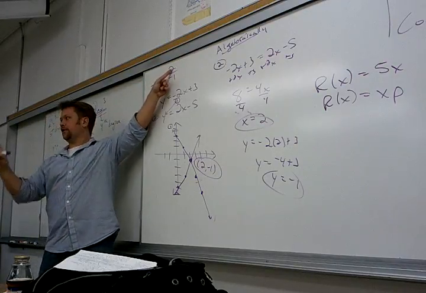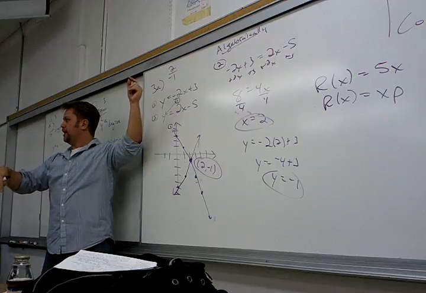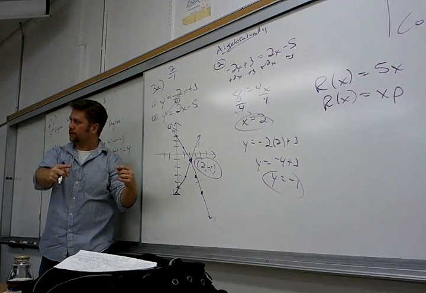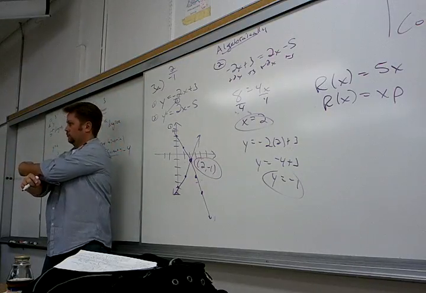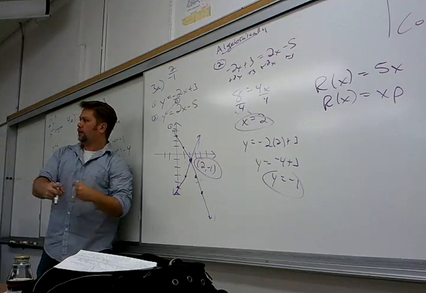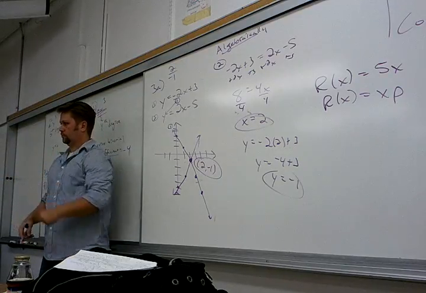So if the top is positive, you go up. If it's negative, you go down. If the bottom is positive, you go in the positive direction. If it's negative, you go back. Cool. Rise or fall, run or go back. Good.